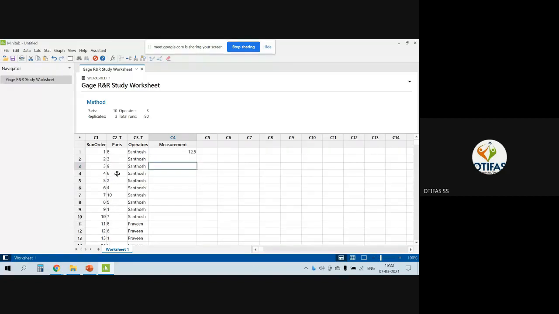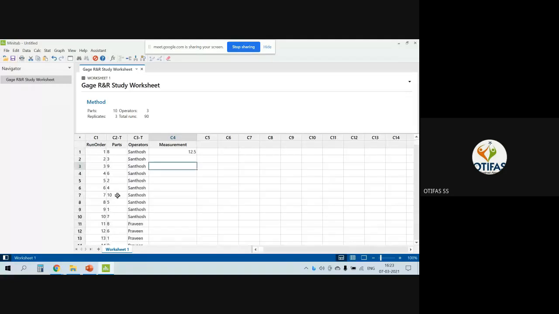So you don't have to plan anything. Minitab already gives a random run order. In the first run, you call part number 8 to Santosh. Similarly, in the 42nd run you give the 2nd part to Praveen, likewise. So it is random. They cannot remember, because once Santosh takes the 8th part, he will get the 8th part again only after 37 experiments. By that time he forgets what measurement he put. So this way you can give parts randomly.